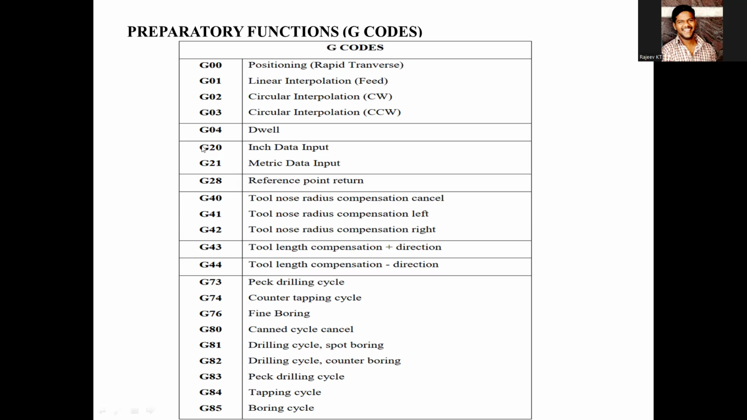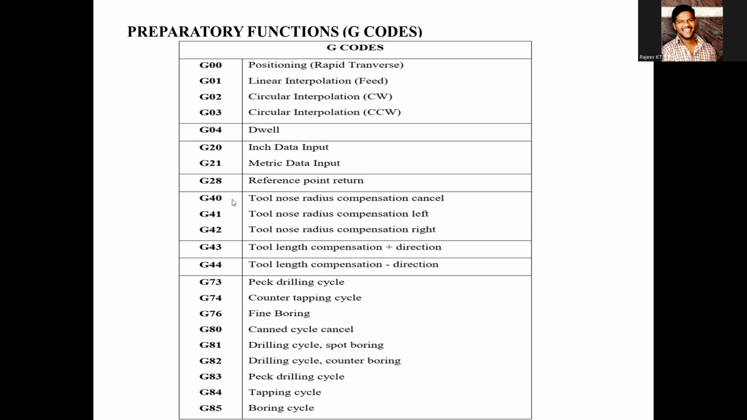Next, G20 and G21 are very important because these are the input parameters for dimensions for the machines. G20 means inch: we give dimensions in inches, whereas in G21 we give values in metric, or millimeters. Another one is G28. G28 means a reference point. Every machine has one reference point. If you want to send your tool to that reference point, we have to give G28. If you don't give G28, tool changing and everything will not be possible. That's why G28 means a home position or reference position where the tool will be changed.